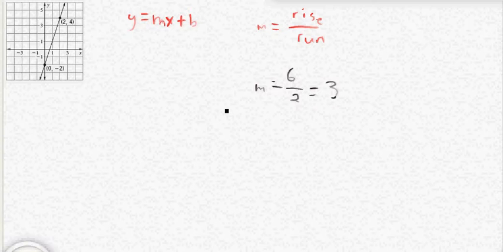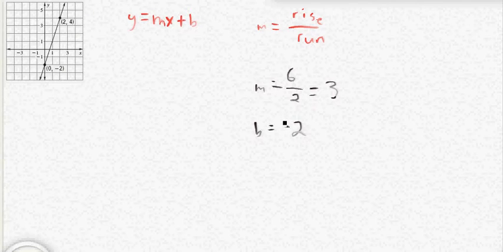And now we need our y-intercept. The y-intercept is where our line crosses the y-axis. Intercept means to come together, to cross. So it crosses right down here, and we can look at the point and count down from the origin. It's -2. So the y-intercept is -2.